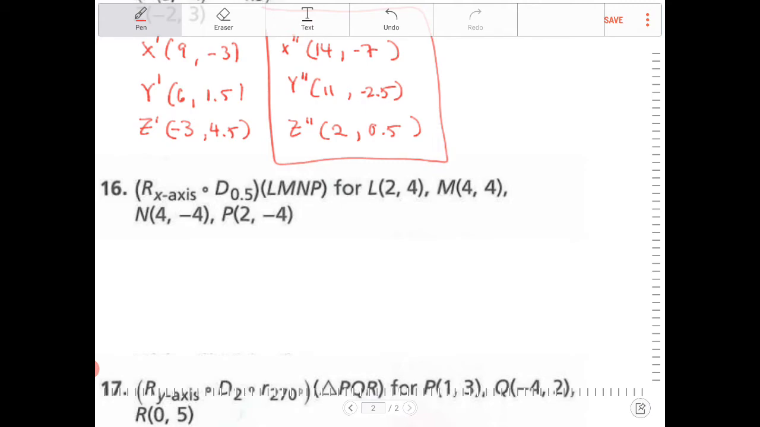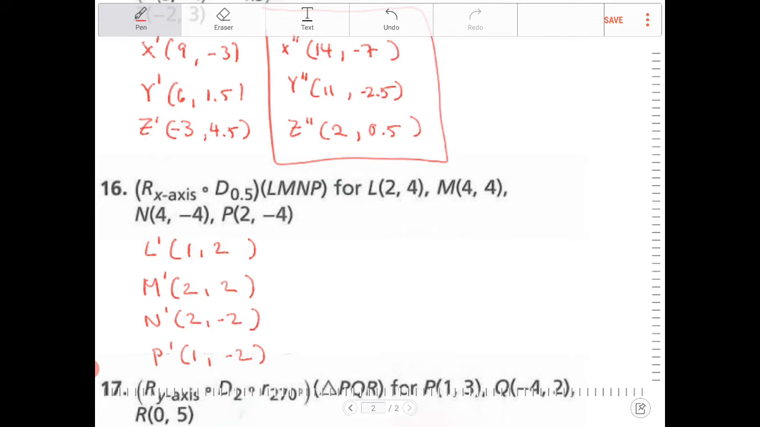We're going to take L prime. We're going to multiply each of the coordinates by 1/2, so it's going to be 1, 2. M prime. Again, each of the coordinates multiplied by 0.5, so it's 2, 2. N prime. Each of the coordinates multiplied by 0.5, so it's 2, negative 2. And P prime, that would be 1, negative 2.